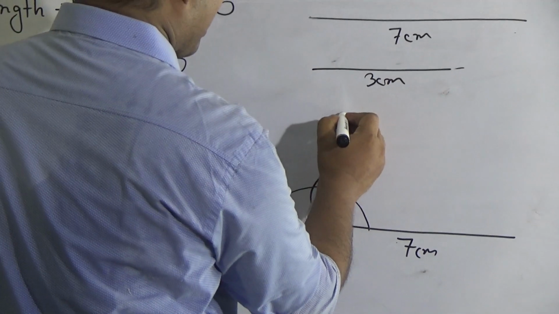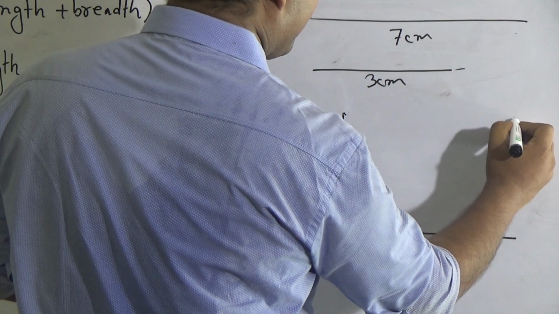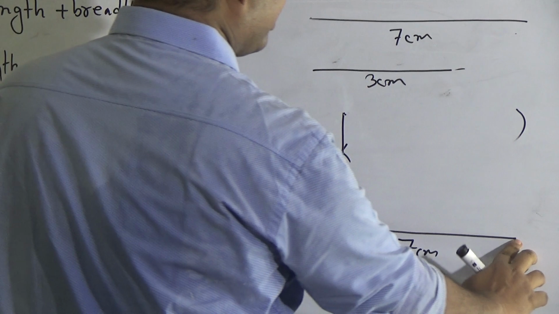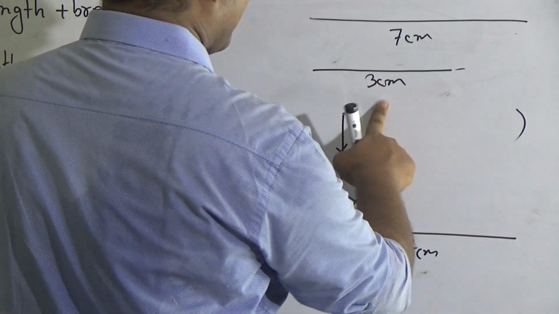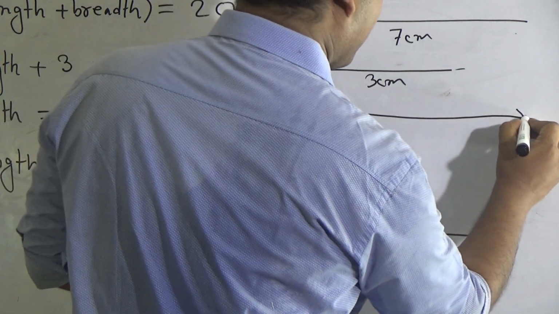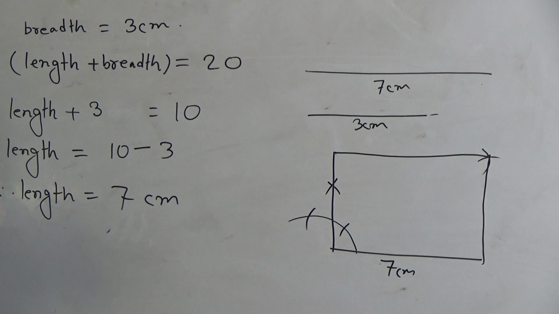After that, according to this one, you take an arc by taking measurement of 7 centimeter, and according to this one you take an arc using 3 centimeter. Now you draw and you get the required rectangle. I hope you have understood how to draw this.